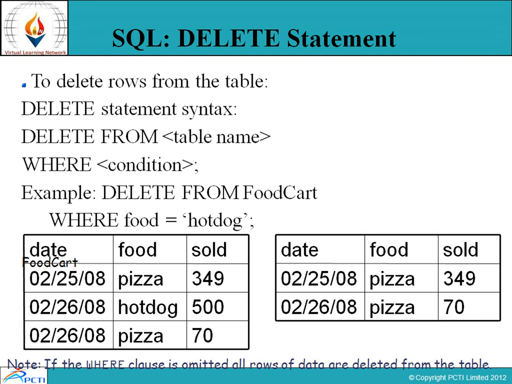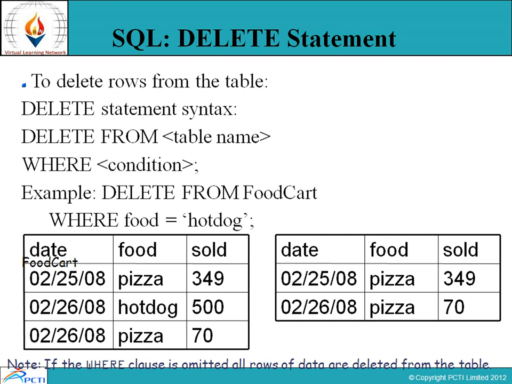Next we can use the delete statement. Delete is used when you want to delete a particular row, or all the rows from the table. To delete rows from the table you have to use the keyword delete, after that the from keyword, then the table name. After that you have to write the where condition, specifying which rows you want to delete from the table.